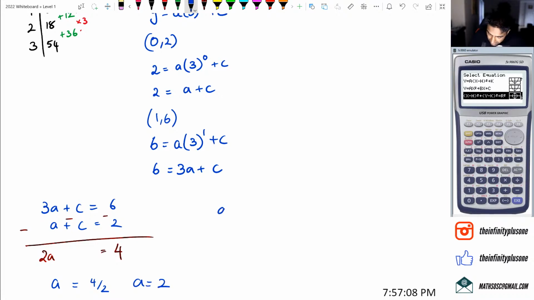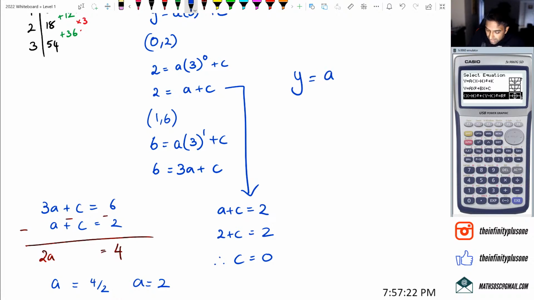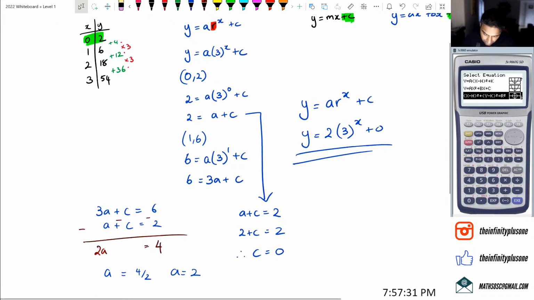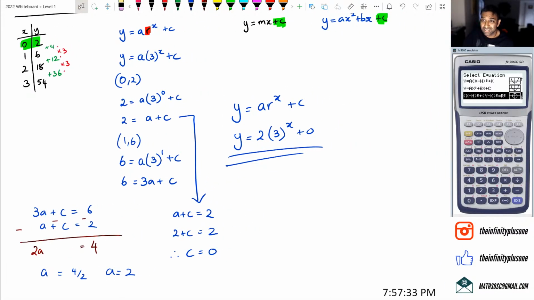Now we also have this other equation, a plus c is equal to 2, which is from here. So we can say 2 plus 0 is equal to 2, therefore c is equal to 0. So if I go back to my equation, I've got a times r to the power of x plus c, which means I'm going to get 2 times 3 to the power of x plus 0. I knew something was wrong. This is what happens when you don't get enough sleep.